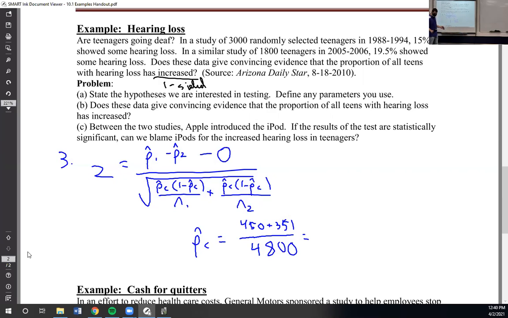So that is 801 out of 4,800, which equals 0.167, rounded up.